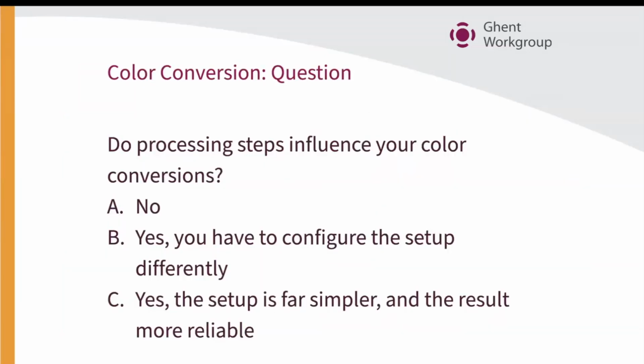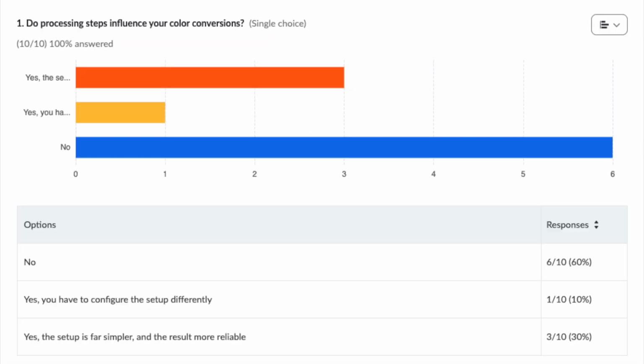If I would ask you, do processing steps influence your color conversions? What do you say? No, it doesn't matter at all? Or yes, I will have to configure my software differently? Or do you think that the setup is far simpler and the result will be more reliable? Interesting. 60% of you think that your color conversions are not influenced by processing steps. That's actually a very interesting result. So what I will explain is that it becomes a lot simpler to do color conversions if you assign your processing steps.